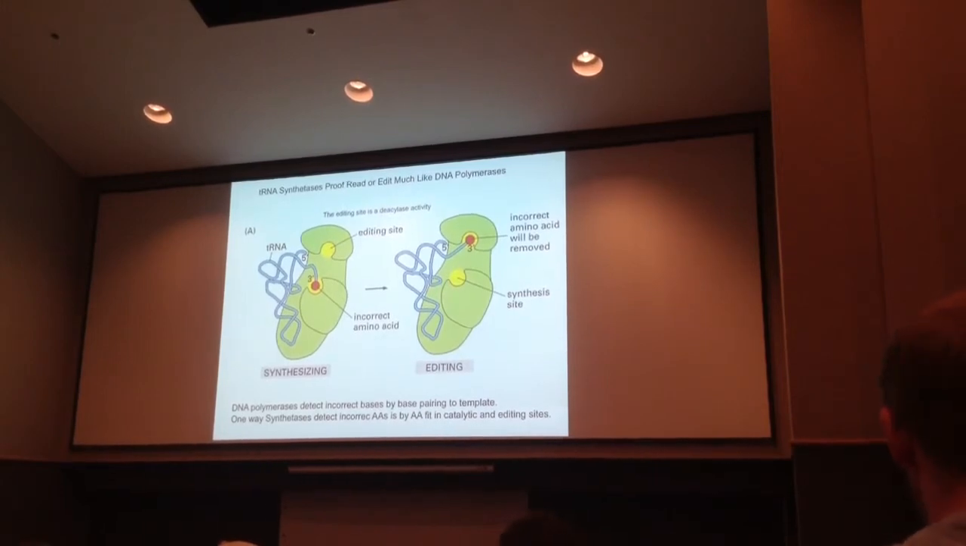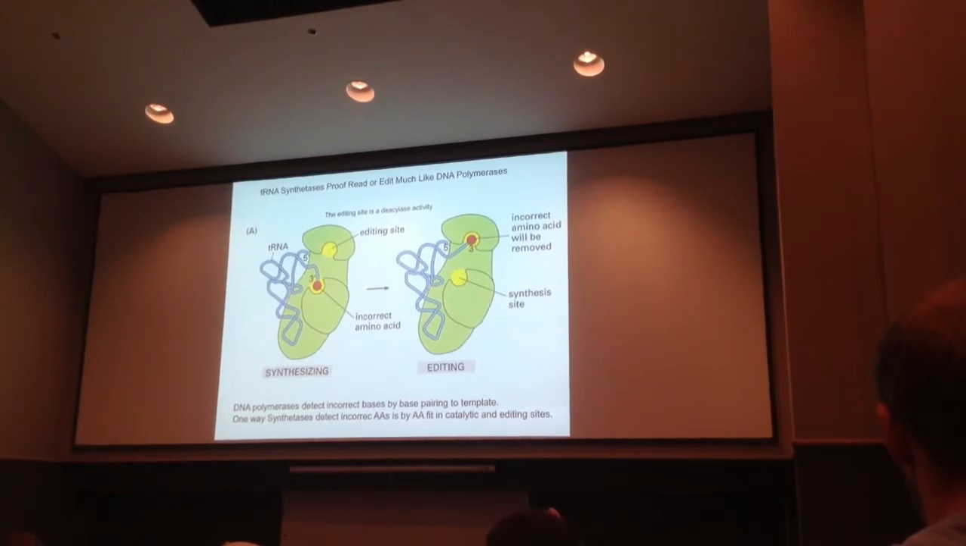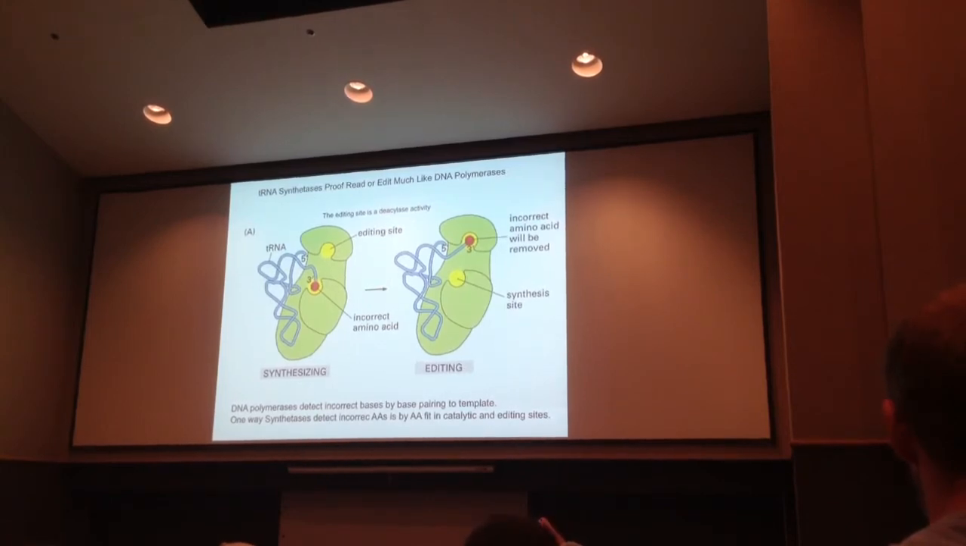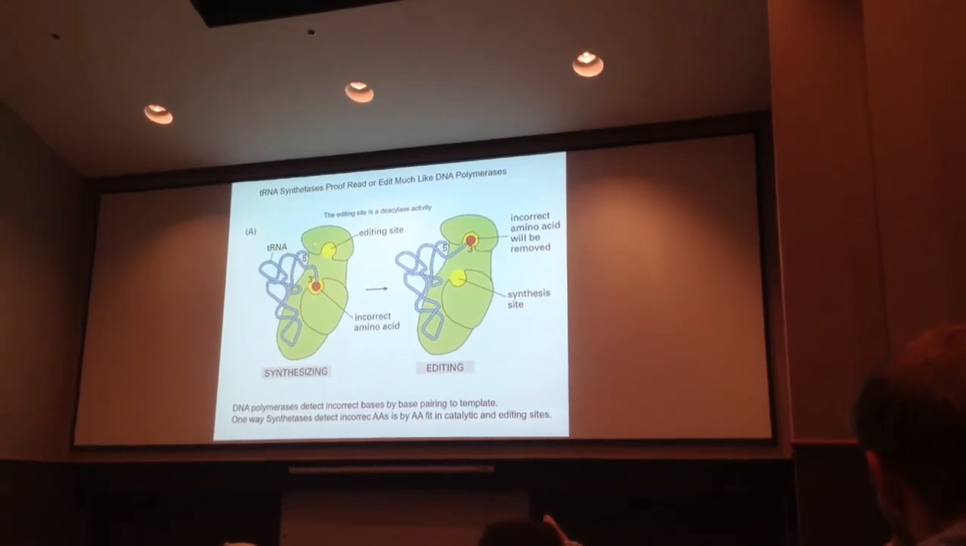These editing sites vary in size. So you can imagine if this is a small site, an editing site for alanine tRNA, then the alanine would fit into this editing site and everybody's happy. On the other hand, if another, larger amino acid was attached, it didn't fit into this site, it couldn't get into the editing site, then it would be processed away or cleaved off.